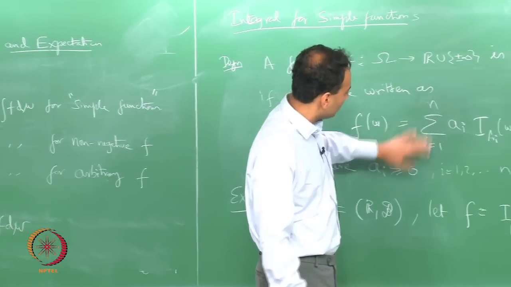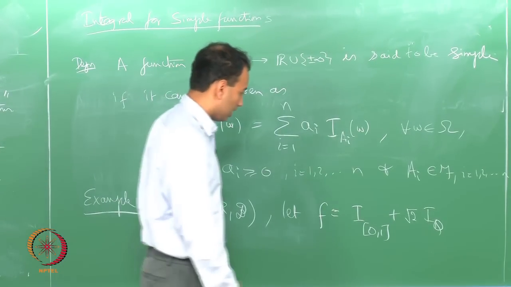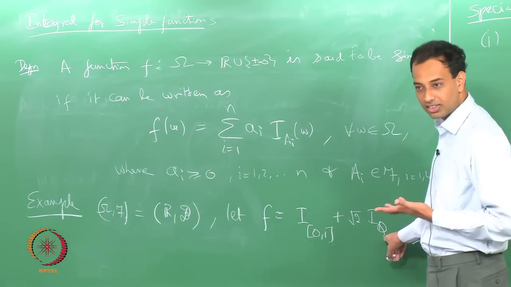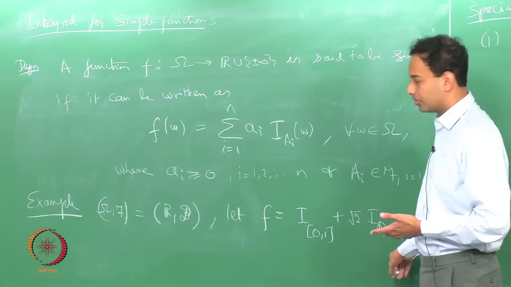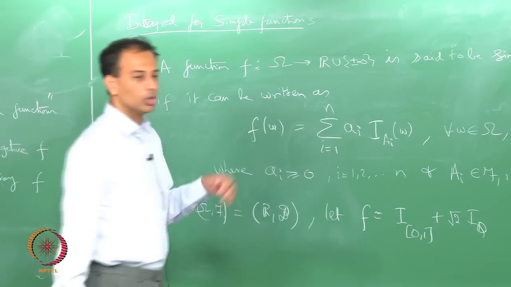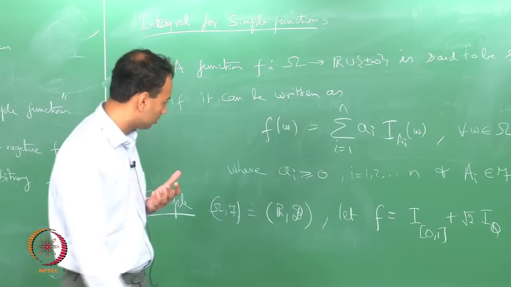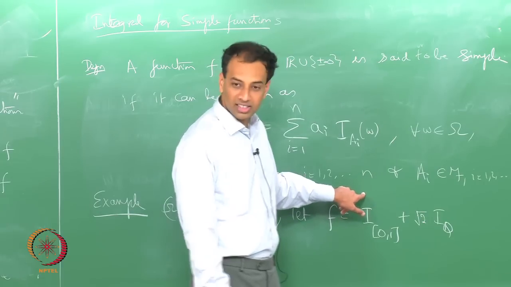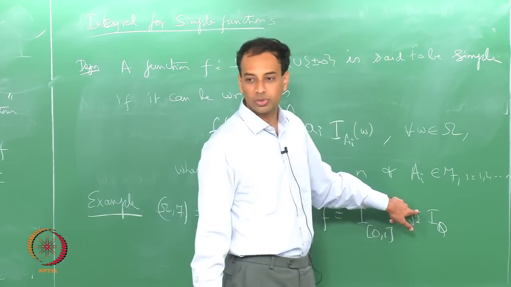So, you have a finite weighted sum of indicator functions. This is an indicator of the 0 1 interval and this is an indicator function of the rationals, right, and I have put some weight here. So, any non negative weight will do. Okay. So, if I give you omega equal to half, what will my f of omega be? Half lies in this interval, so this indicator will fire. Is half rational? It is. So, this will also fire. So, the value of this function will be 1 plus square root of 2.